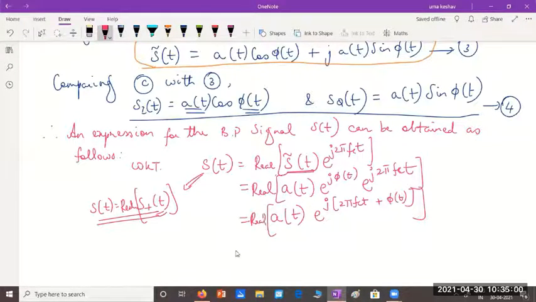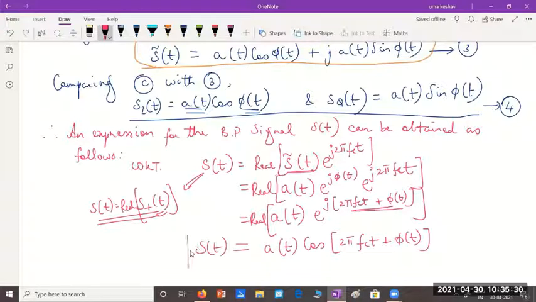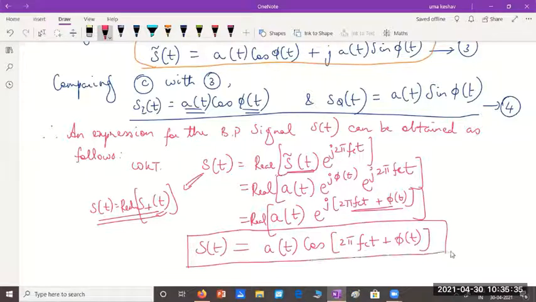Can you tell me what would be the real part of this equation? What would be the full form of e power j theta? I have e to the power of j times 2 pi fct plus phi of t. Exactly. So the real part of this will just be cos of 2 pi fct plus phi of t. Therefore, the polar representation of bandpass signal can be obtained like this.